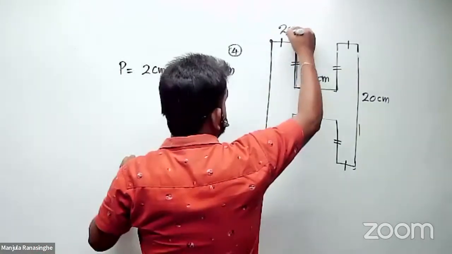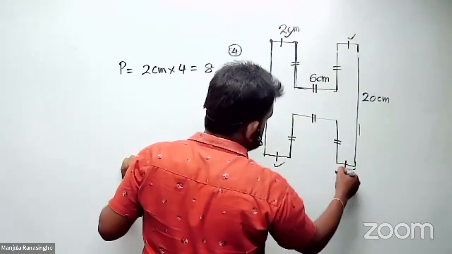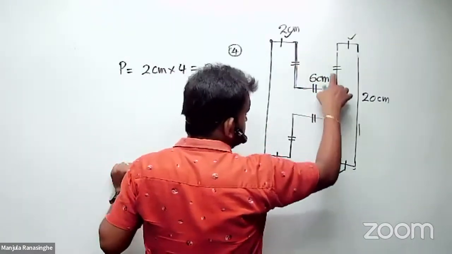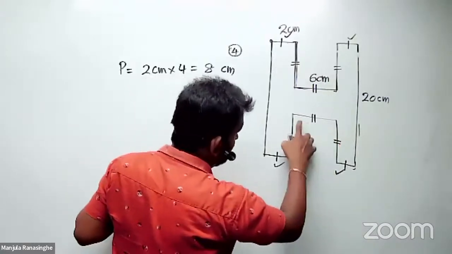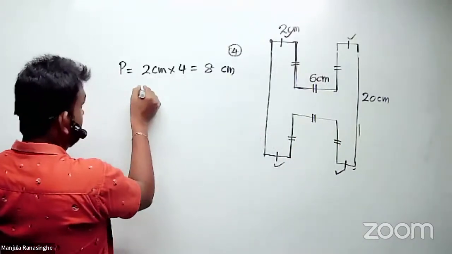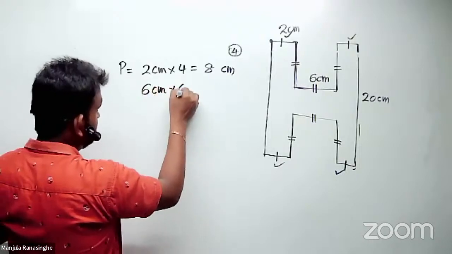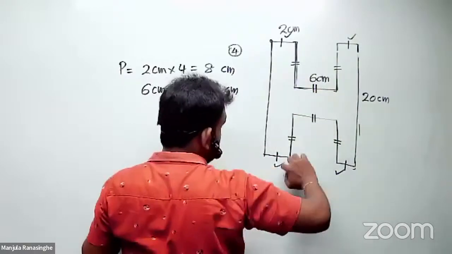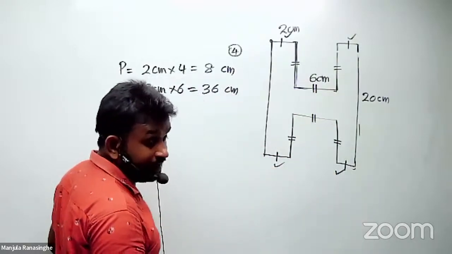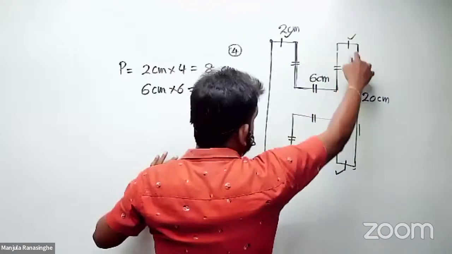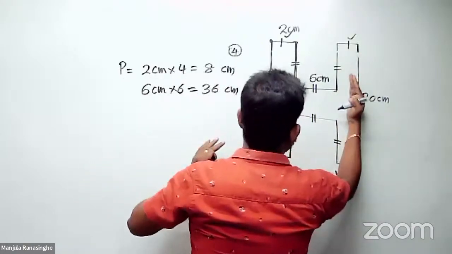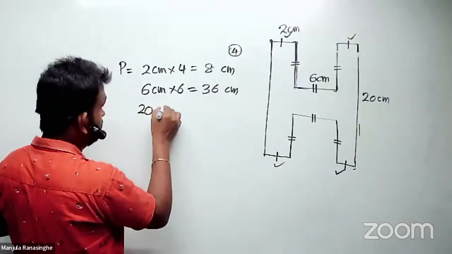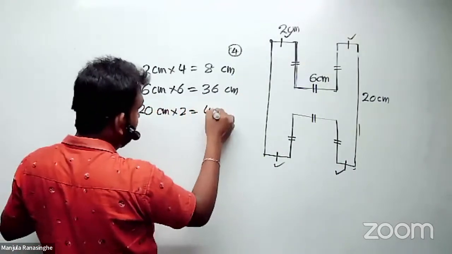Now I take this part, 6 parts. How many? 1, 2, 3, again 4, 5, 6. So 6 parts, how much? 6. Then it gives you 36 centimeters, 6 into 6. Then what is the balance for the enclosed figure? The balance is this 20 and this 20. Then I have 20 into 2 parts, which gives you 40 centimeters.